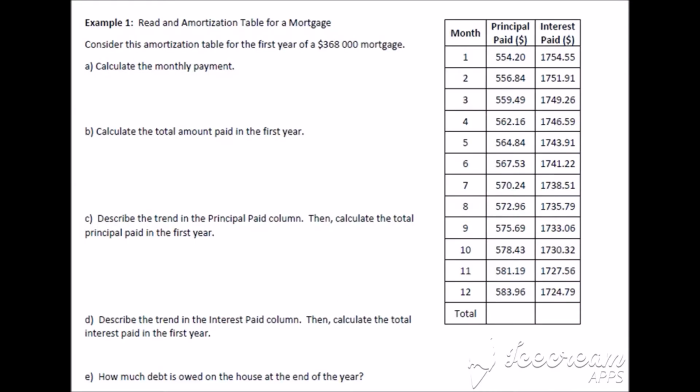Okay, example 1, and I really like these examples because they're very hands-on. Let's just read this amortization table for the mortgage. Consider the amortization for the first year on a mortgage that's $368,000. Calculate the monthly payment. Every month is going to be the exact same payment being made. So the payment in the first month should be the same as the payment in the second month, and the third month, and so on.